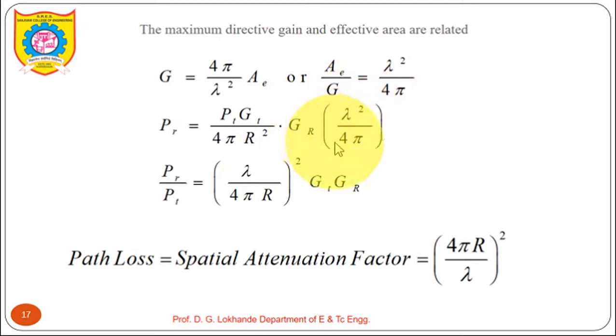But here, lambda square upon 4 pi, if we invert it, we get the negative component. That is what we call the path loss of the particular component. It is called the spatial attenuation factor.